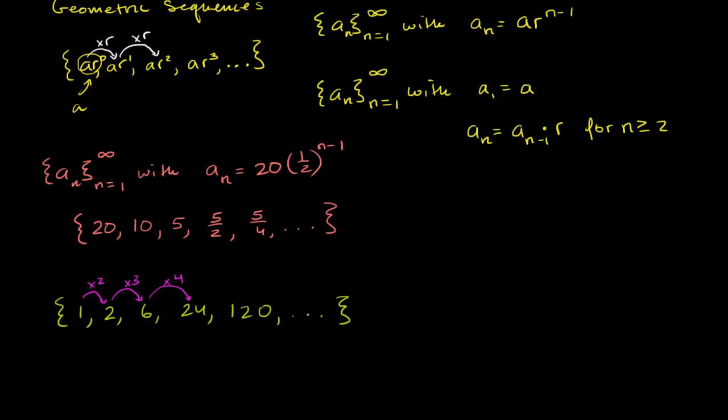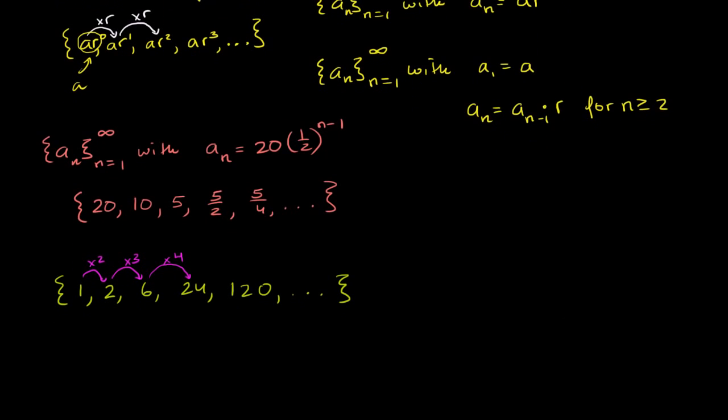So this sequence that I just constructed has the form: I have my first term, and then my second term is going to be 2 times my first term. And then my third one is going to be 3 times my second term, so 3 times 2 times a. My fourth one is 4 times the third term, so 4 times 3 times 2 times a, and we go on and on.